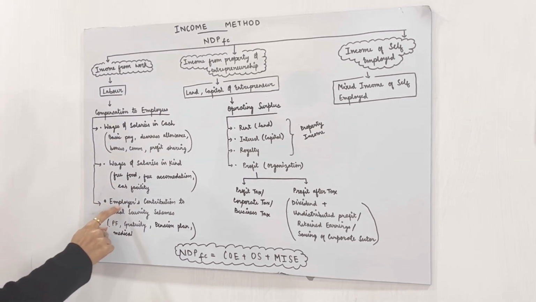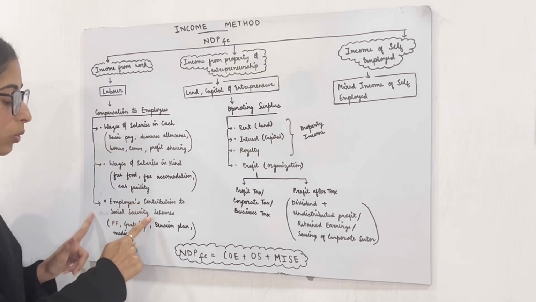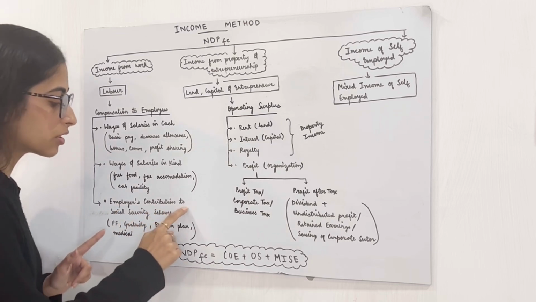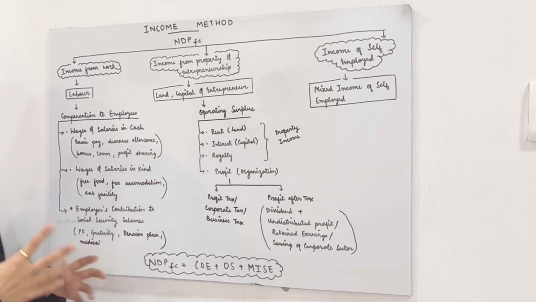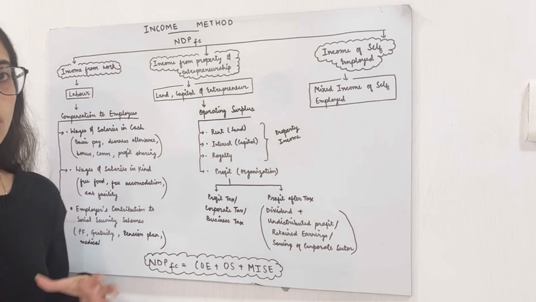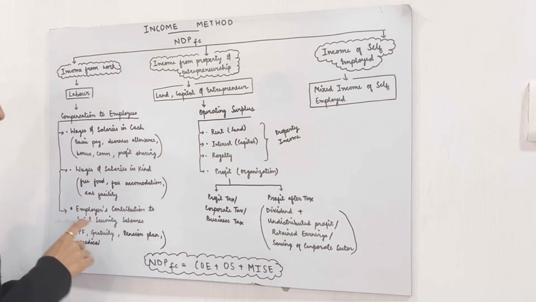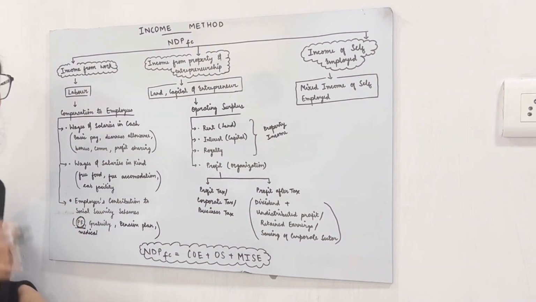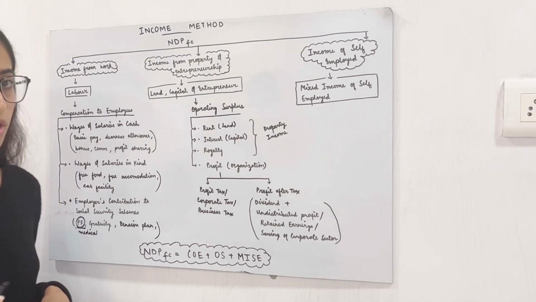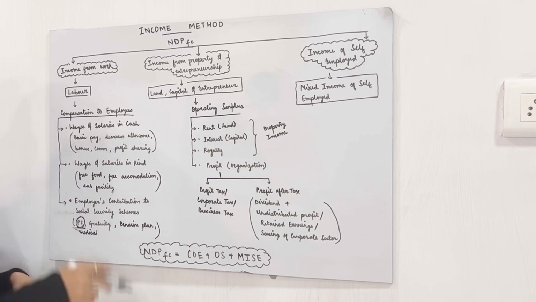So please keep in mind that it only includes employers' contribution to social security schemes. In PF, contribution is made both by the employers and employees. So we'll only include the employers' contribution. We'll not include the employees' contribution if it is given in the question.